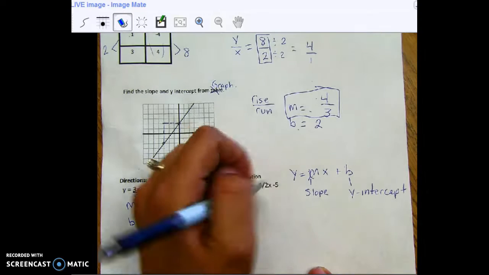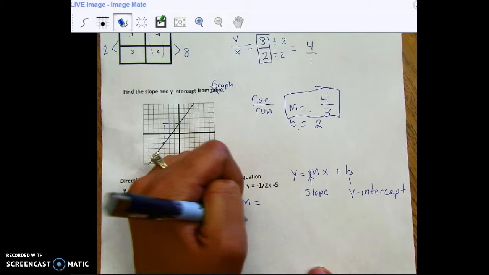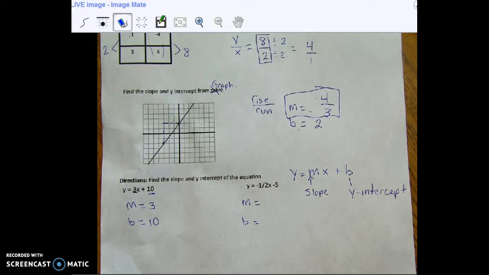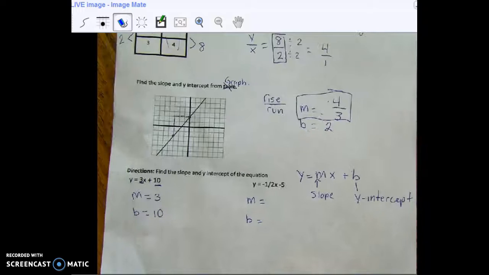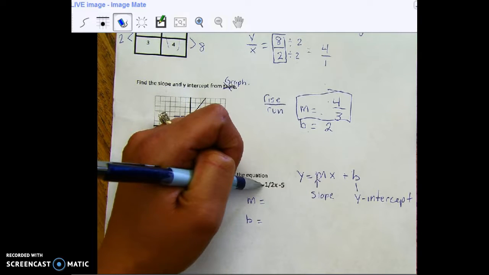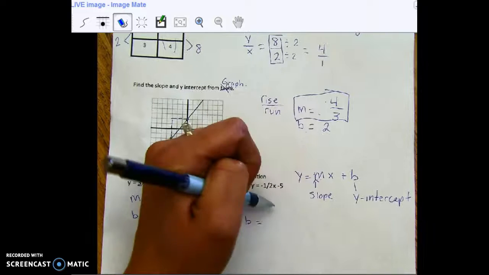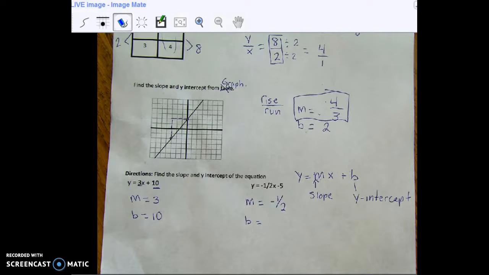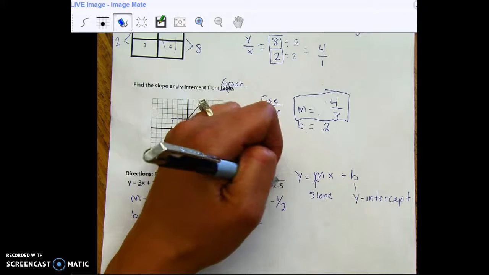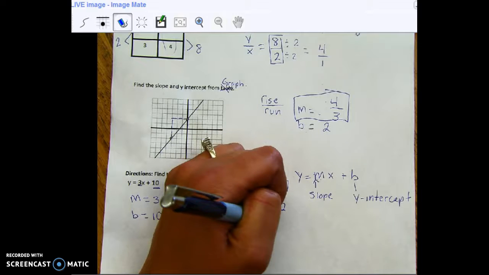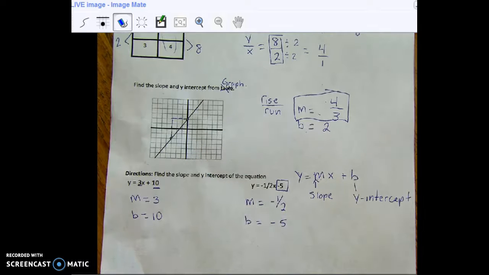Go ahead and pause the video, and I want you to find your m for this one and your b for this one. Check your answer with mine. If you didn't notice in the video, that's a negative 1/2. That's in the place of my m. That is my slope. So I'm going to probably write negative 1/2. No x. You see there's no x there. The next one is my b. I'm going to box this so you can see the negative next to the 5. Negative 5. That is my y-intercept.